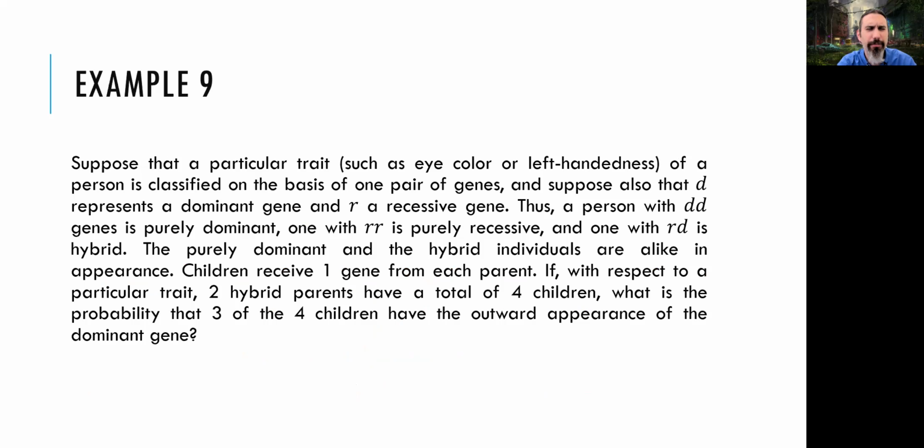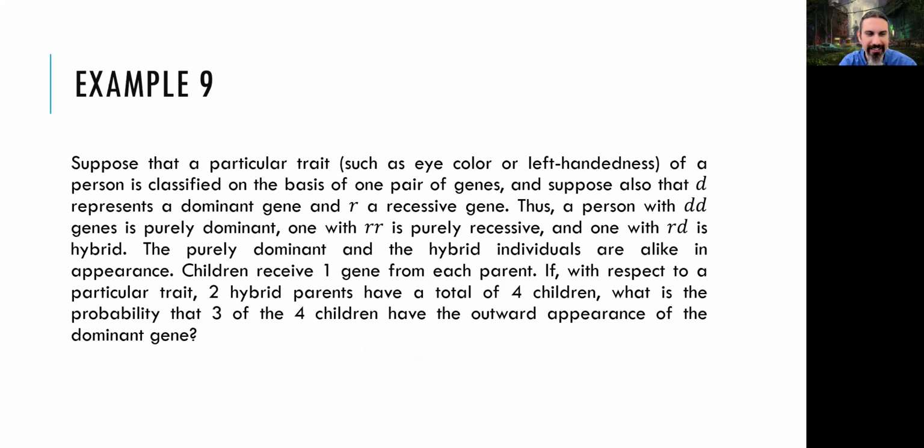This might be a bit more familiar because it's a biology question, and I'm pretty sure you have seen these in high school, I guess, but we'll see. Suppose that a particular trait, such as eye color, left-handedness, hair color, etc., of a person is classified on the basis of one pair of genes. Suppose also that D represents a dominant gene and R is a recessive gene.